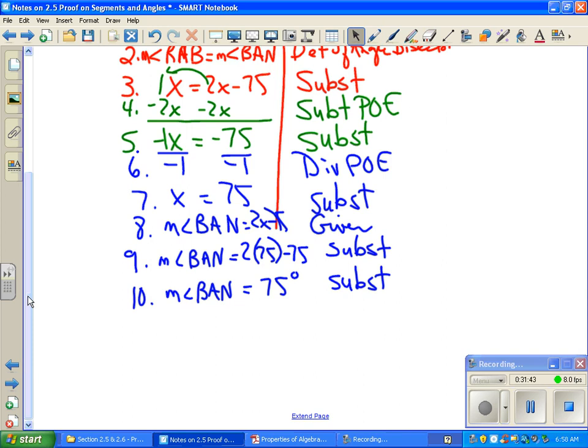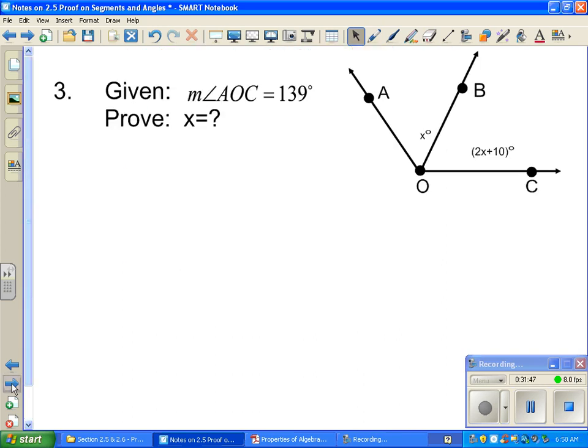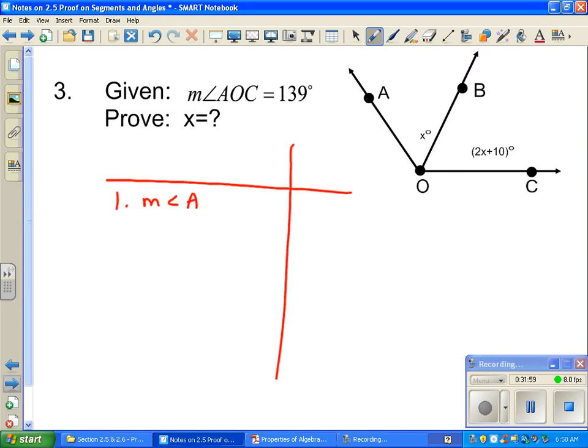I think we have one more proof problem to look at. And this one is more related to what we looked at before, where you put two angles together and find the total. So let's start off with our given. Number 1 is the measure of angle AOC equals 139. That is our given. But we can see AOC is made up of two angles.